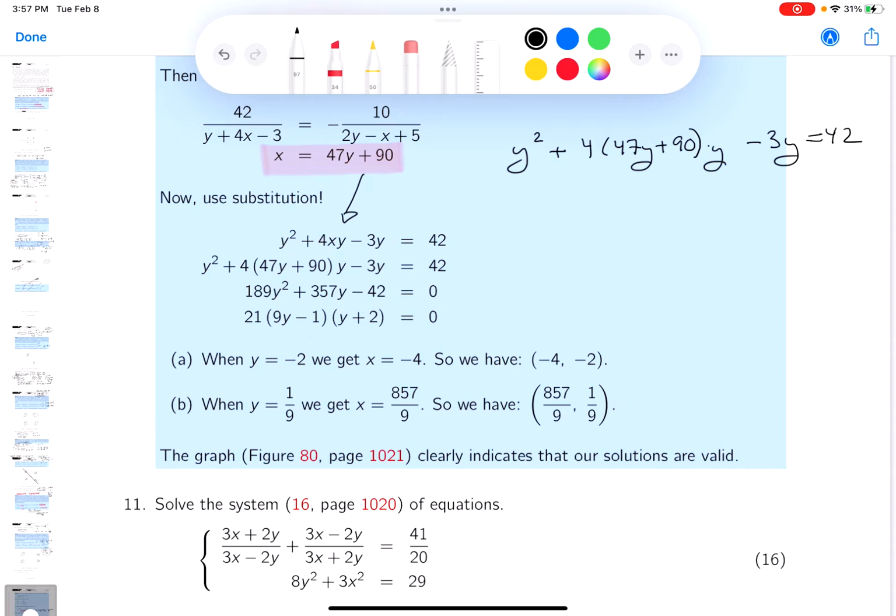So what do you get? y squared plus, let's see, 4 times 47, 160 and 28. I'm sorry, it's 160 plus 28. I've got to pay more attention to what I'm saying. 4 times 47, 160 and 28, 188. Sorry about that.